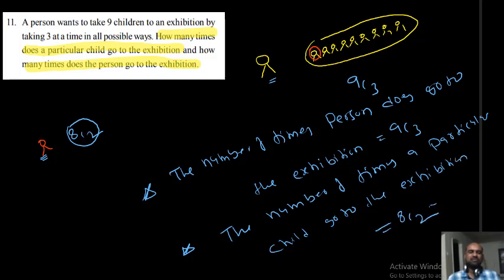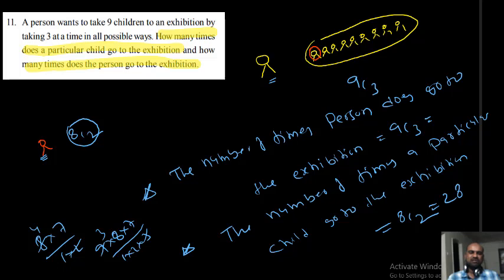This is 8C2. We need to find its value. 8 into 7 by 1 into 2, that is 28 ways. 9C3: 9 into 8 into 7 by 1 into 2 into 3. That is 504 by 6, so 84. So what I can say: one answer is 84 and the other answer is 28.